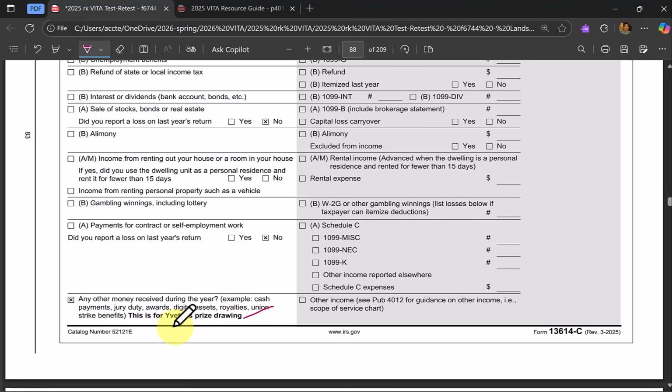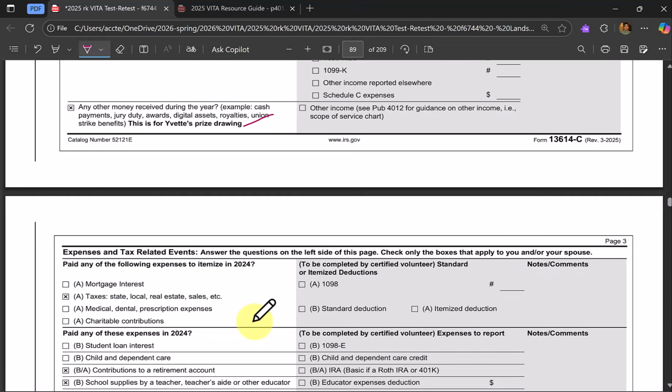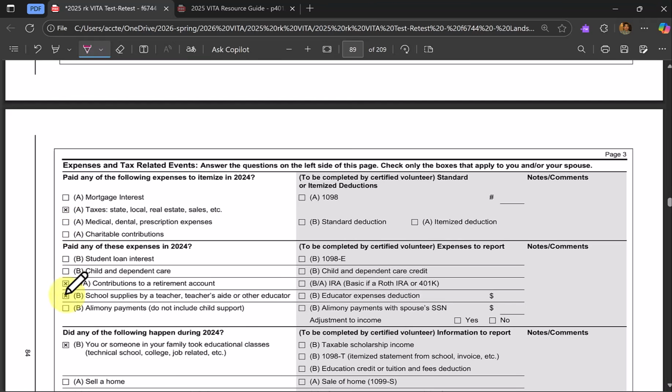Let's see here. We have something written. This is Yvette's prize drawing. This is the $500 income we got. Typically, prizes may not have any tax forms issued to the taxpayer if the amount is under 600. So we just take the taxpayer's word for the amount they have received during the year. Okay, so we make sure we follow up with any of these items that are checked off.